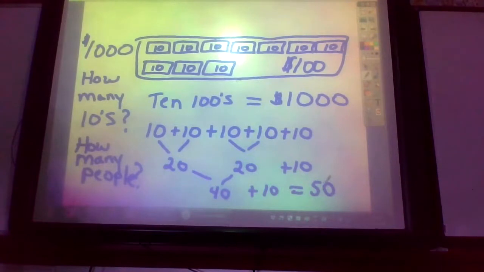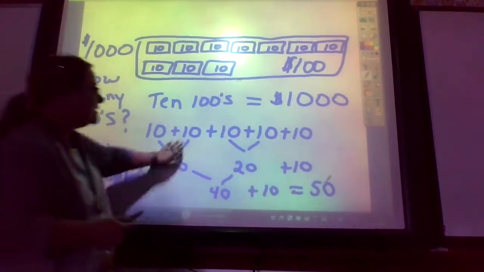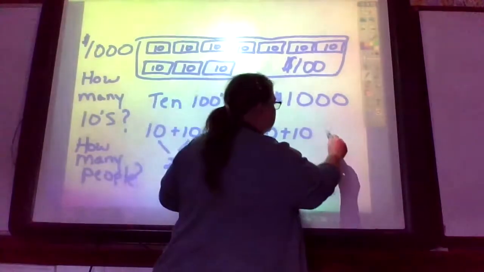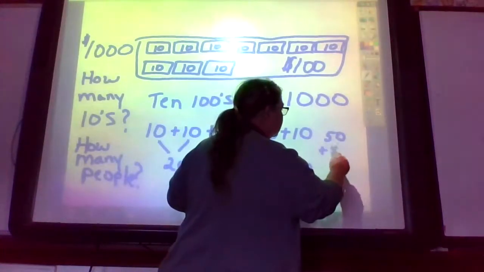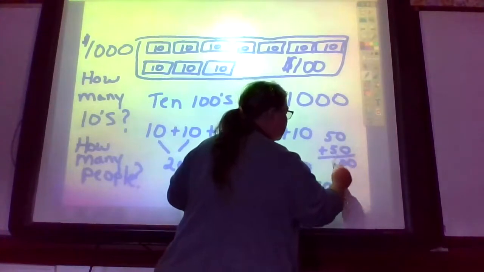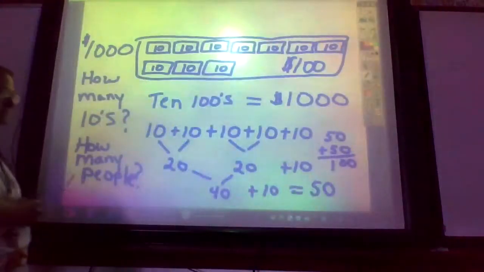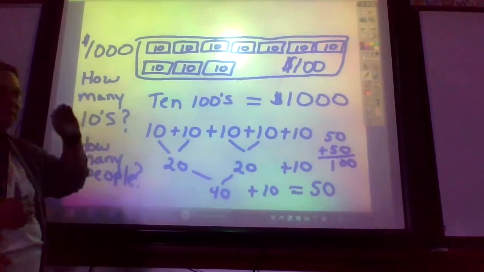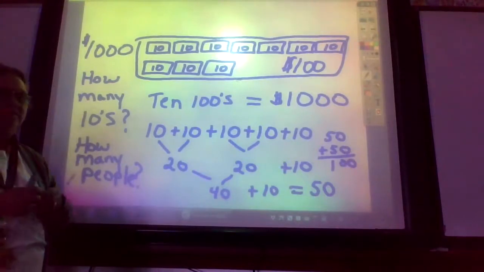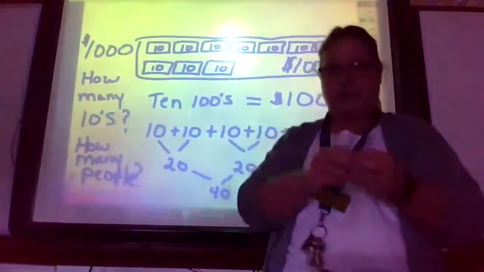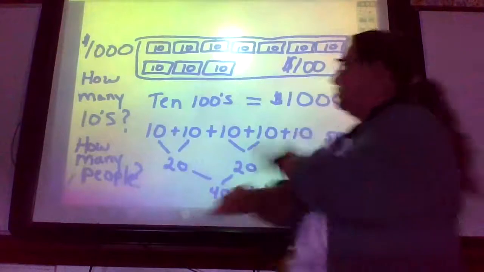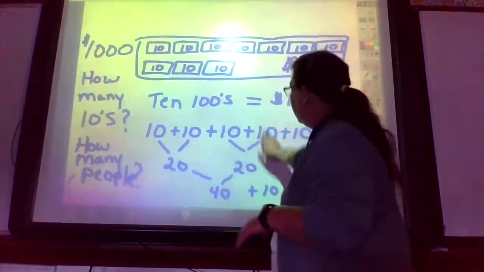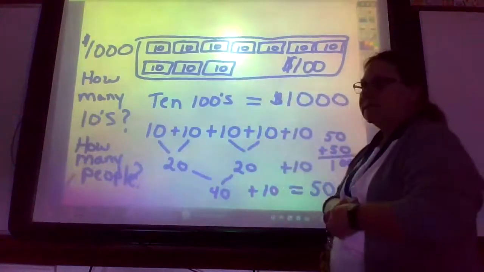But I need $1,000. So if I did this a second time, I would come up with the same thing, and then 50 plus 50 would give me 100. So there are 100 $10 bills in 1,000. Okay? It's a little hard to do. If you guys were actually here, I could show you the money. And I could count it out, and I could make it into piles and show that to you. So this would be a pile of 10, a pile of 10, a pile of 10, a pile of 10, a pile of 10. Okay, 10 tens in each pile.